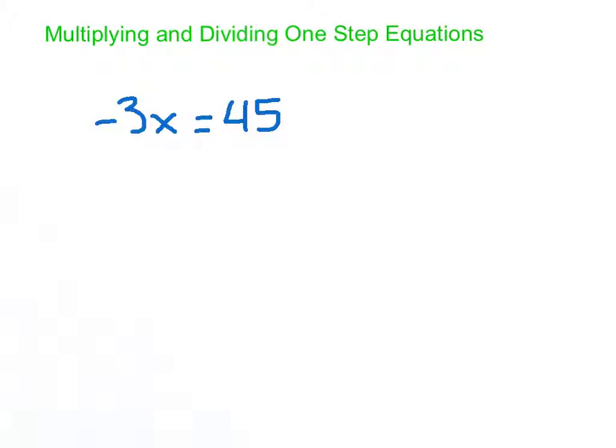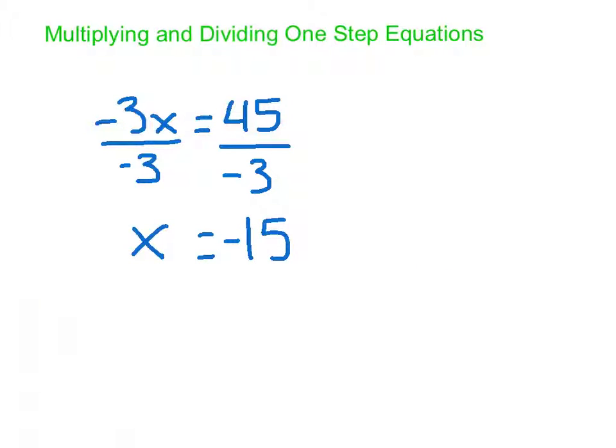If the problem is negative 3x equals 45, you would divide negative 3x by negative 3 and 45 by negative 3. You would be left with x equals negative 15. Remember to check your work by plugging in negative 15 for x.